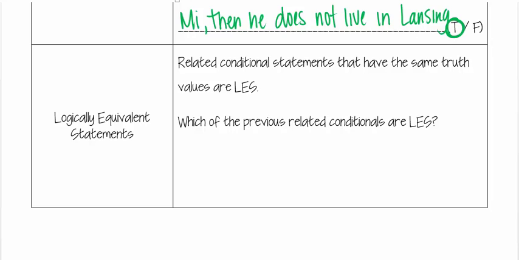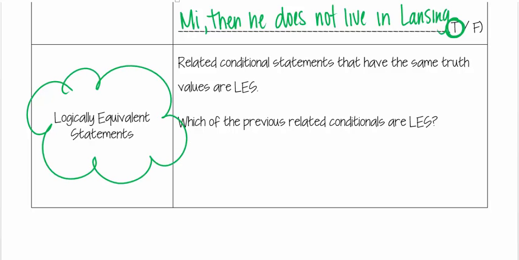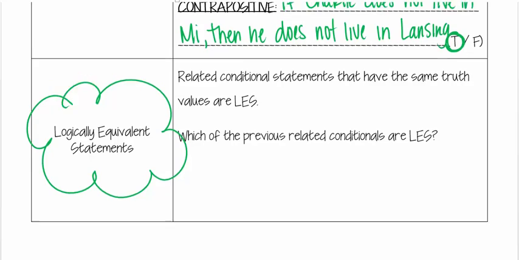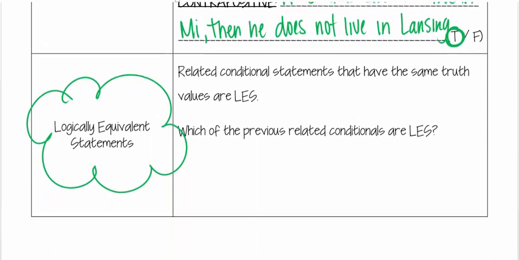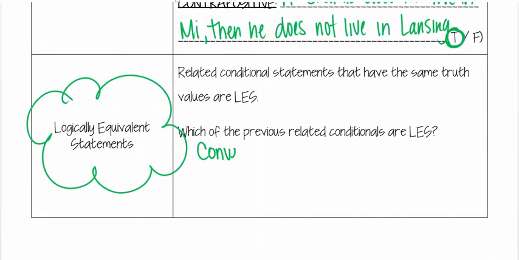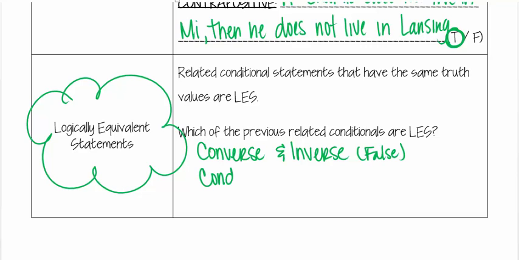Related conditional statements that have the same truth value are logically equivalent statements. Which of the previous related conditionals are logically equivalent statements? Going back up here, the two that were false are the converse and inverse, because they were both false. And the two that were true were the conditional and contrapositive, because those were both true.